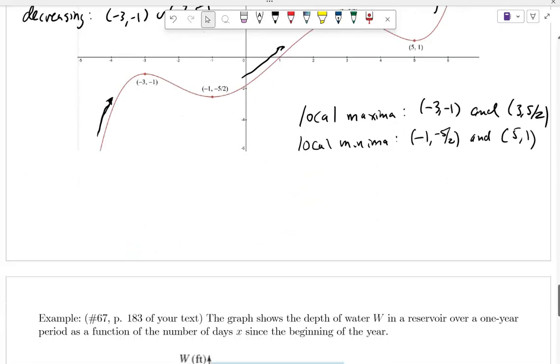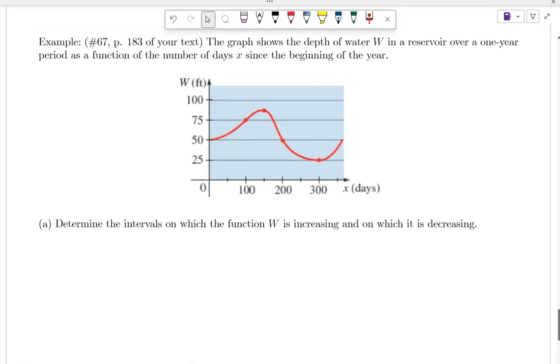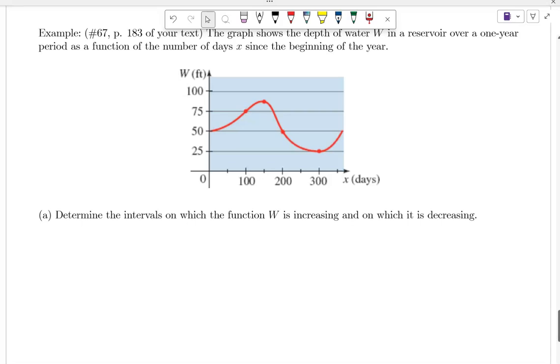Okay. All right. So let's see if we can do an interpretation problem here. And then we'll do the quiz. So they've got depth of water in a reservoir over a 1-year period. X is measuring the number of days in a year. And since it's a 1-year period, we really are going to cut this off at 0 and at 365. So we're not going to go off to infinity or minus infinity. We're going to just go from 0 to 365. Okay?